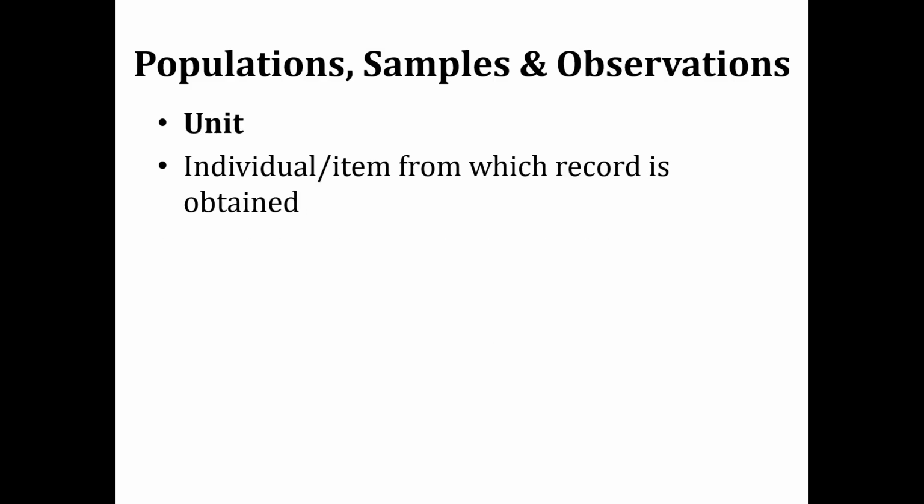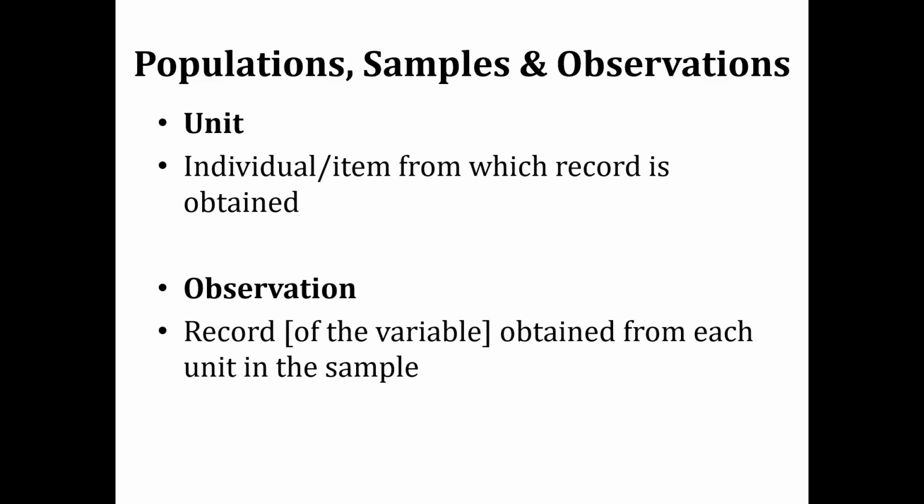Now the unit. What is meant by unit in terms of statistics? A unit is any individual or item from which a record is obtained. And again, if we are talking about height, then height is our variable, and we are recording the height of students. So an individual student will be known as the unit. So a unit is that individual or item from which we take one observation. That record is known as the observation.